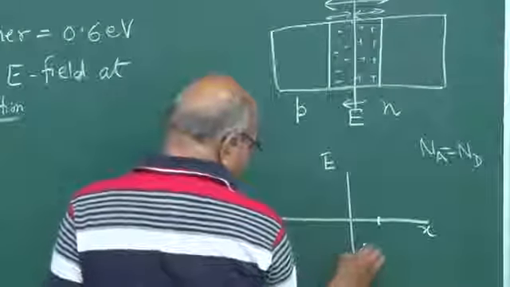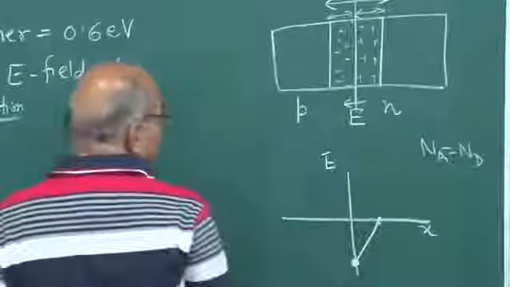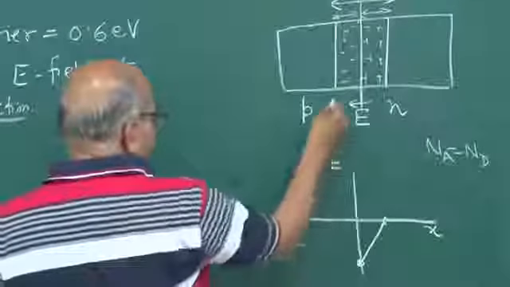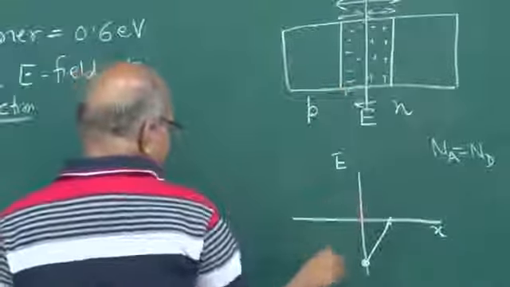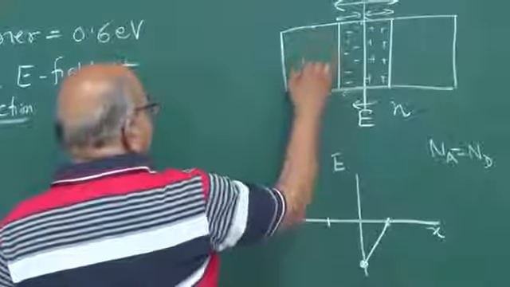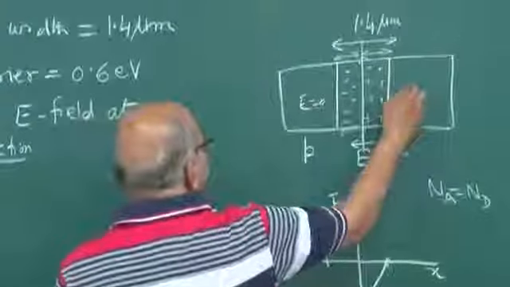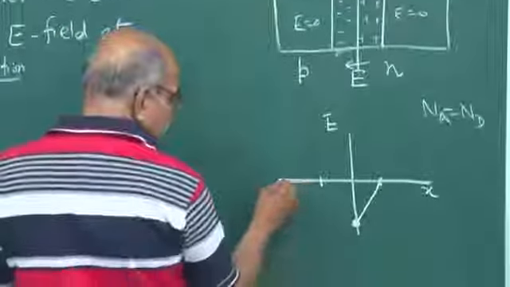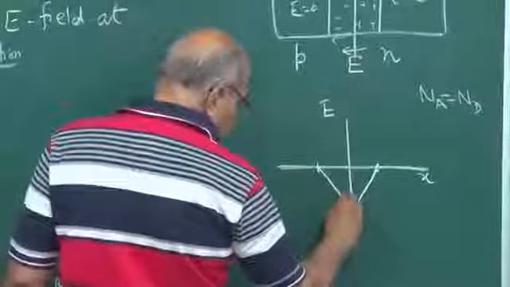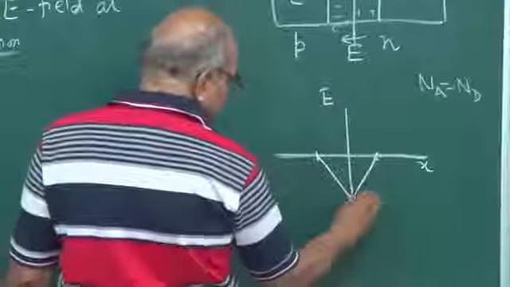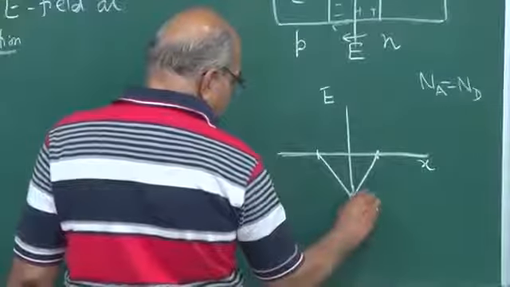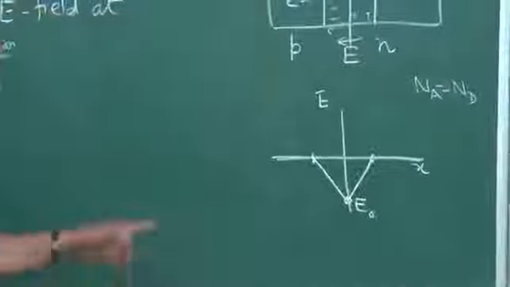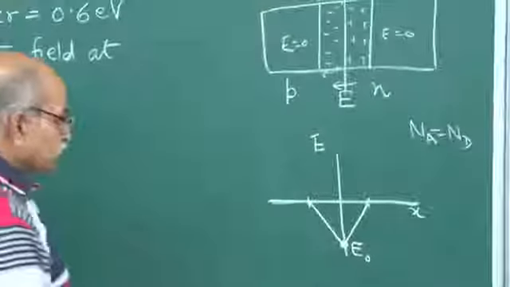Same story on the other side. The electric field is still in the same direction, so it is negative, and here the electric field is 0 beyond the depletion layer. So here it is all 0, and this is also linear, and this is, let us say, E naught, and we need this E naught, or you can call it minus E naught if you so wish.